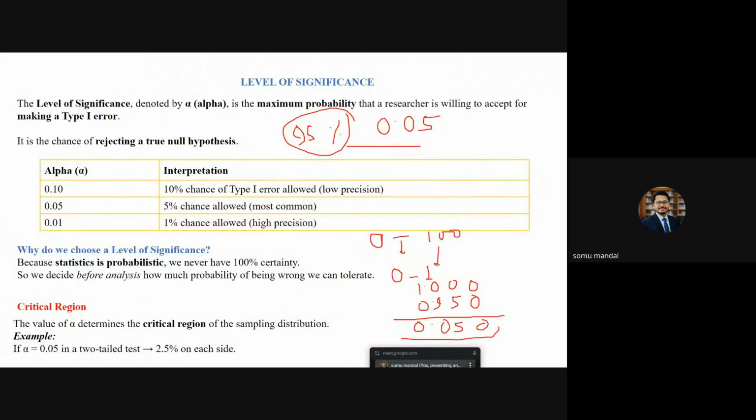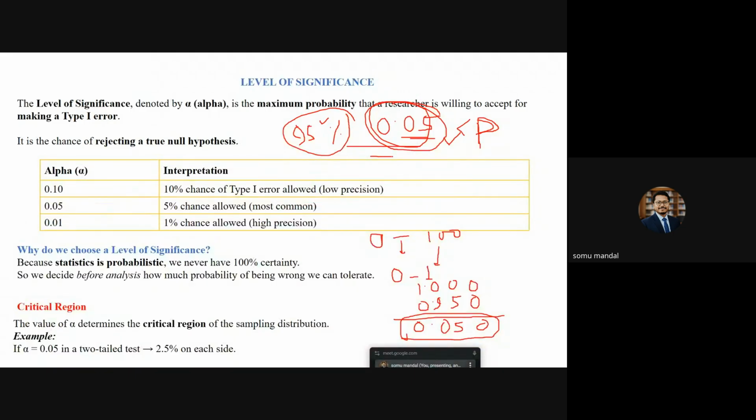So 0.05 means the 95% significance level. If your probability value, p-value, is 0.05, or less than 0.05, then you can say yes, the test is statistically significant. Otherwise, if the value is greater than 0.05, then you can interpret that the result is insignificant at the 95% level.